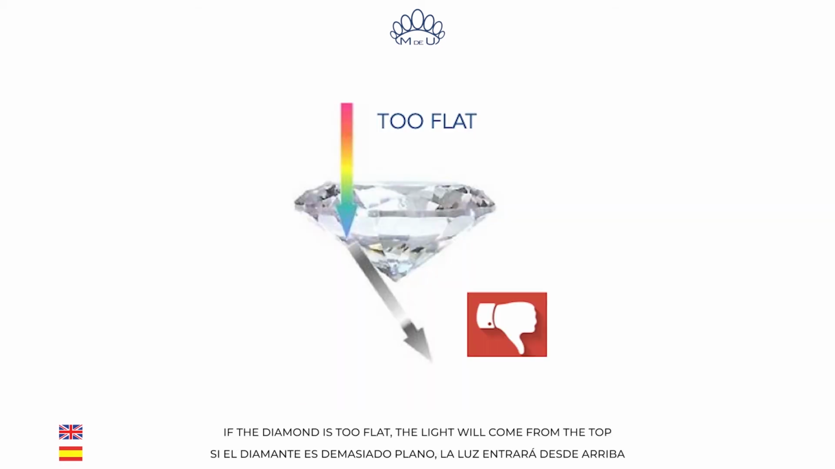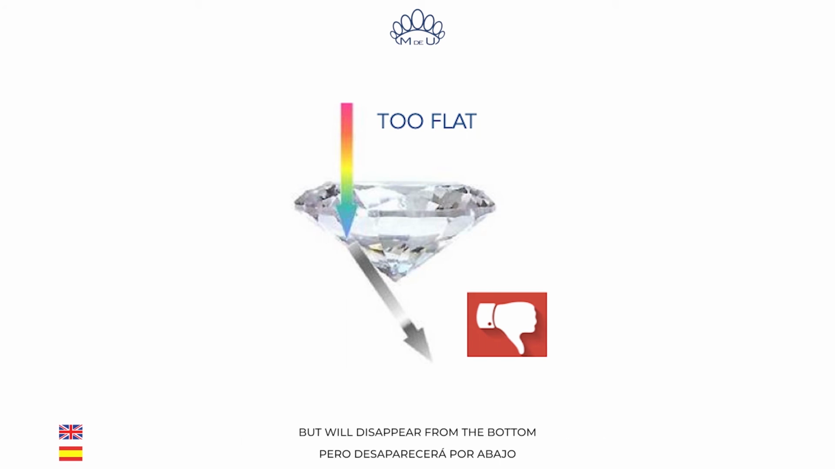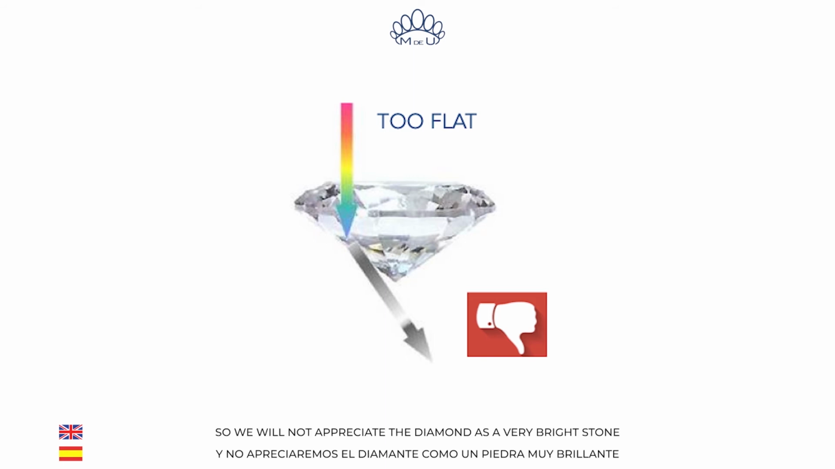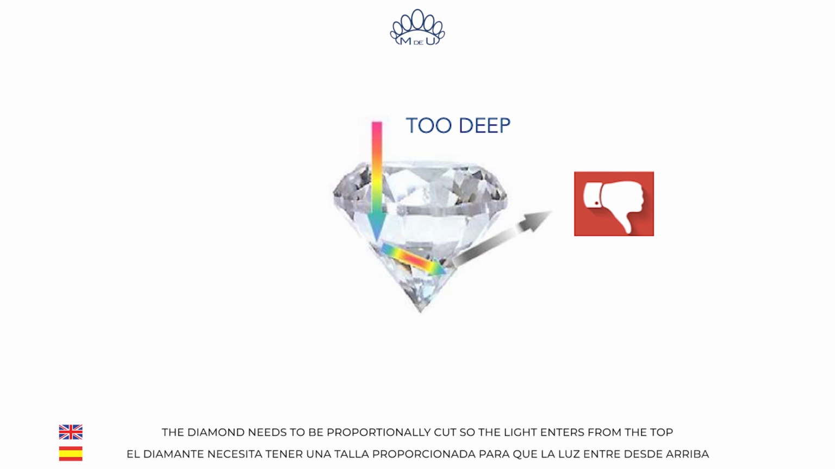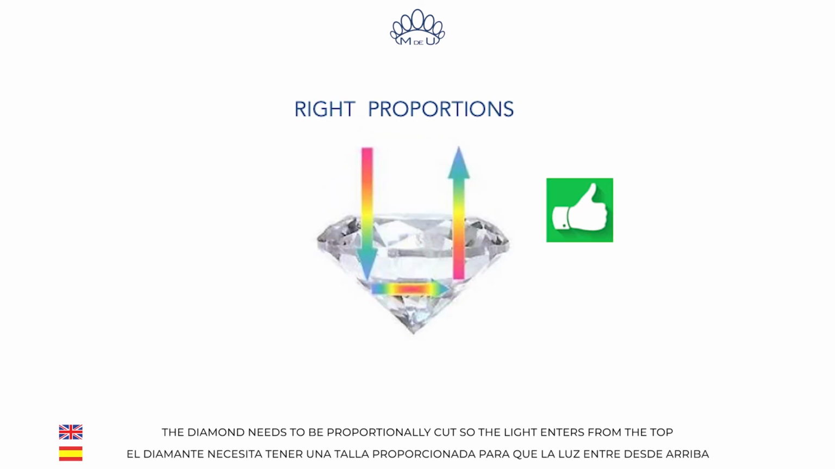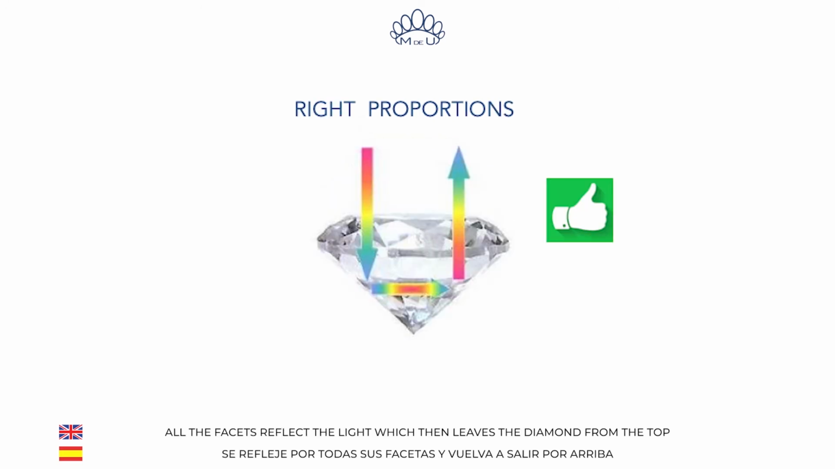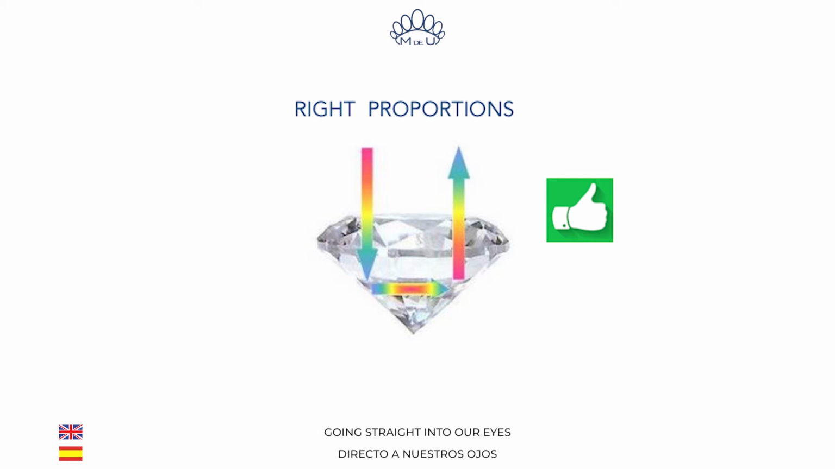If the diamond is too flat, the light will come in from the top and disappear from the bottom, so we will not appreciate the diamond as a very bright stone. Instead, if the diamond is too pointy, as you can see, the light will arrive from the top again, but will leave from the sides. So we'll have the same problem. The diamond needs to be proportionally cut, so the light enters from the top, all the facets reflect the light, which then leaves the diamond from the top again, going straight into our eyes.